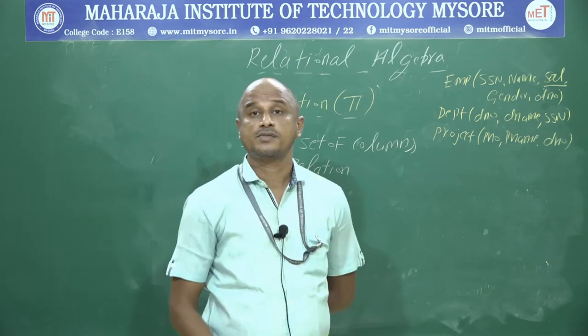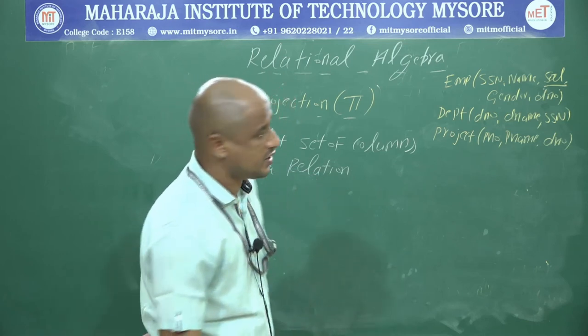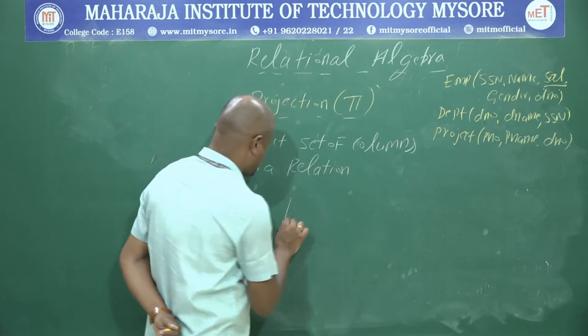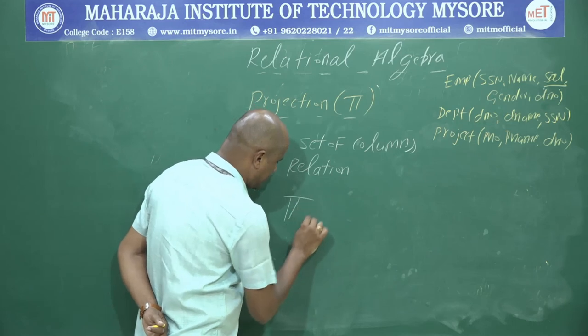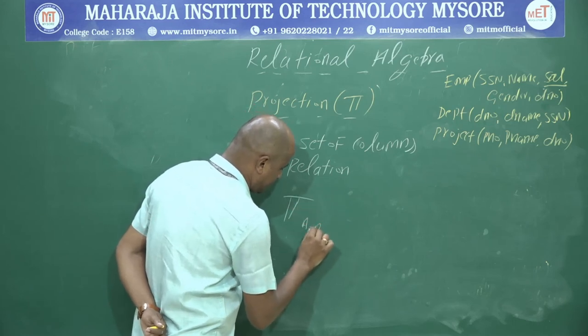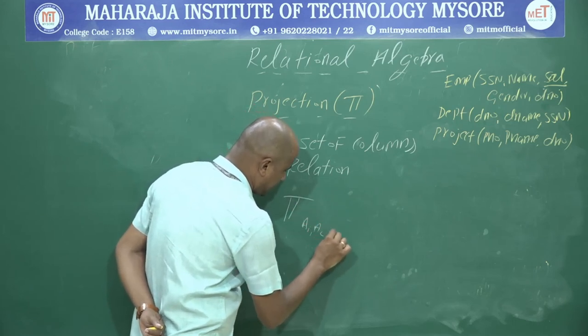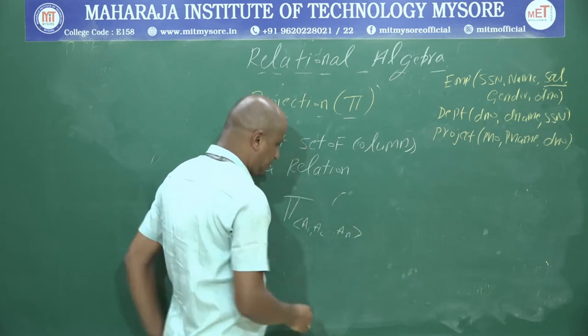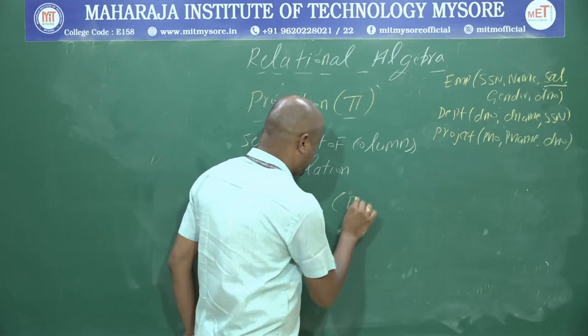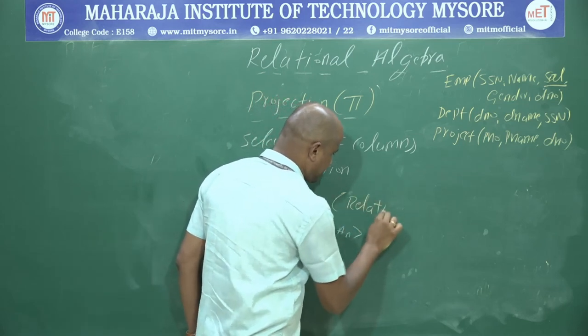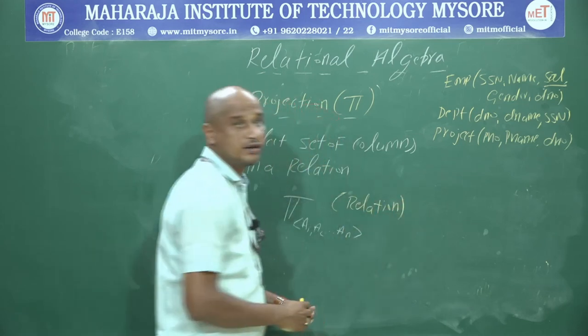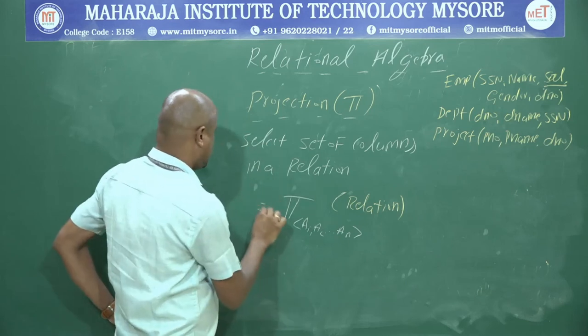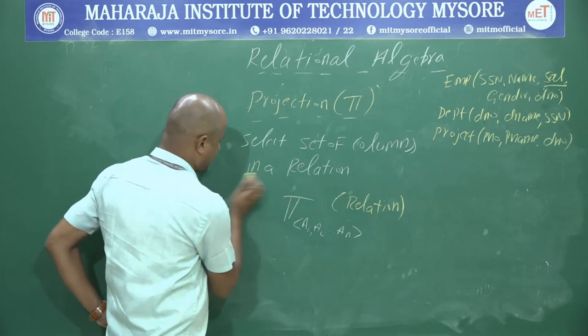Select a set of columns in a relation. The syntax is very simple. You can write A1, A2, ..., AN from a relation, that is R1. You can give R1 or not.